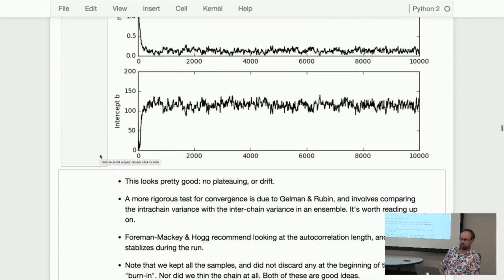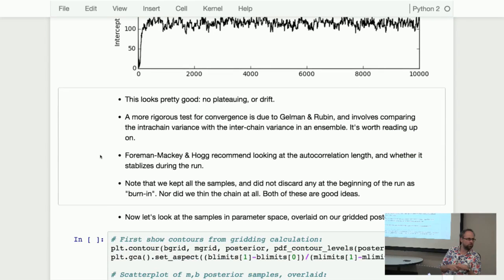A more rigorous test to see whether we've converged, that we really are drawing samples from the posterior PDF, is a good one due to Gelman and Rubin. It involves running multiple Markov chains and comparing the variance of the parameters within a chain to the variance of parameters across chains. They worked out a good criterion for that, so I encourage you to go and read about the Gelman-Rubin test. Foreman-Mackey and Hogg recommend looking at the autocorrelation length in this plot.